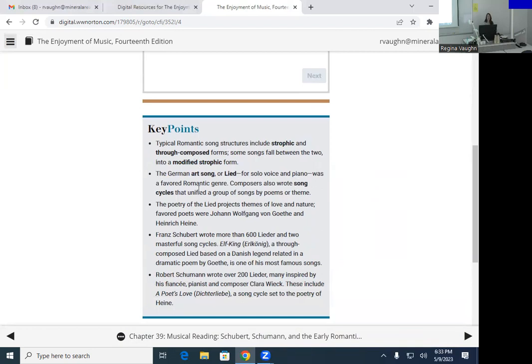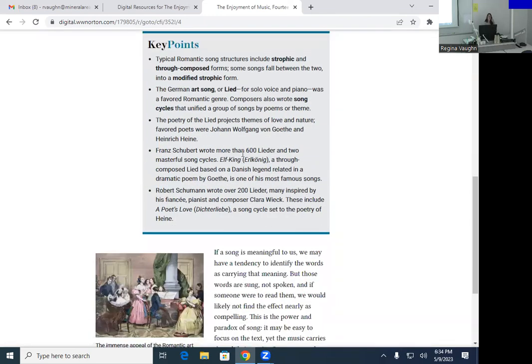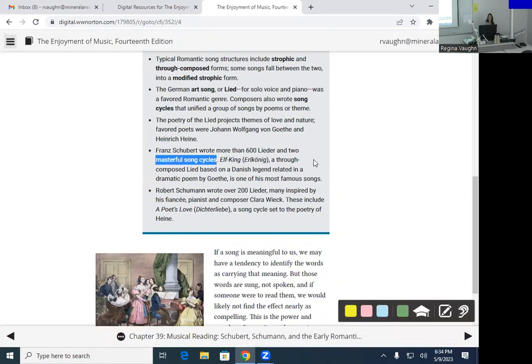So we're going to talk about first the German art song, also called Lied. This was written for solo voice and piano, and this is what we think of when we think of classical art song. We think of Lieder. Composers wrote song cycles that unified a group of songs using poems by the same poet or thematically linked. Two of the Romantic composers' favorite poets were Goethe and Heinrich Heine. Franz Schubert wrote more than 600 Lieder altogether, and two huge song cycles that are still performed every year all the time.